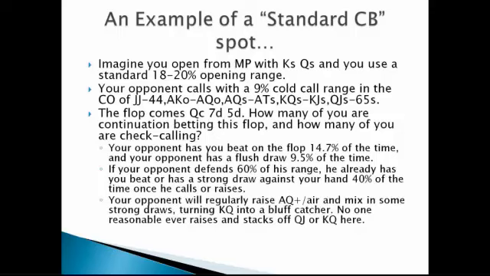Your opponent will regularly raise ace-queen or better and air and mix in some strong draws, turning king-queen into a bluff catcher. No one reasonable ever raises and stacks off queen-jack or king-queen here. So, if you are c-betting this spot, you probably know when you get raised here, you're quite unhappy about it. You're out of position, there's a lot of draw on the board, and your opponent's never really raising anything worse, so you're just stuck with a bluff catcher, and he also has a pretty wide range that he can raise for value that beats your king-queen, because it's very common for a player to raise ace-queen or better here, which makes up quite a lot of combos.